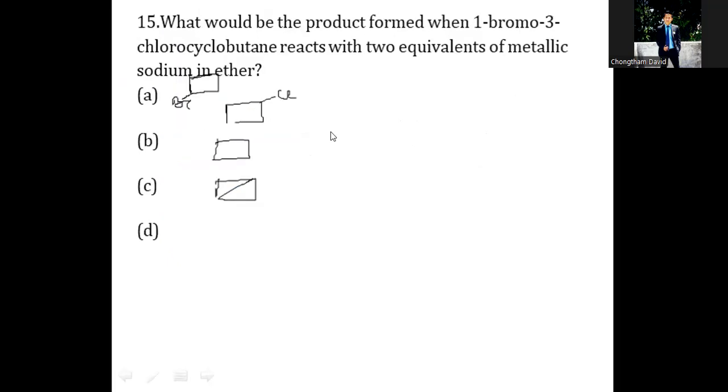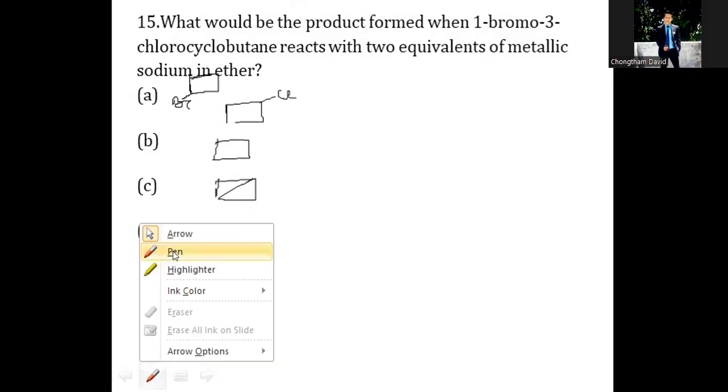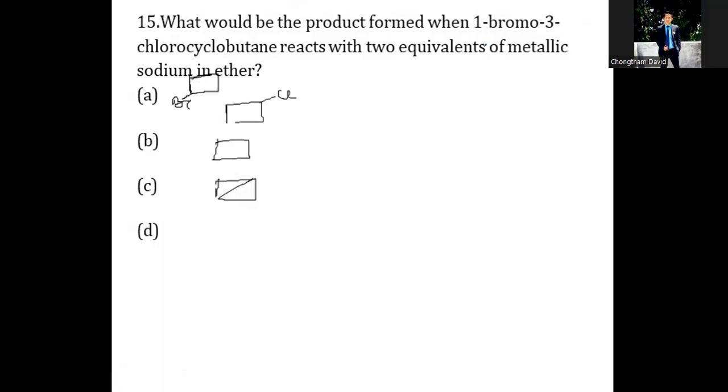Question number 15. What would be the product formed when 1-bromo-3-chlorocyclobutane reacts with two equivalents of metallic sodium in ether? So this is an example of the Wurtz reaction, an intramolecular Wurtz reaction. Okay, the Wurtz reaction, you know.